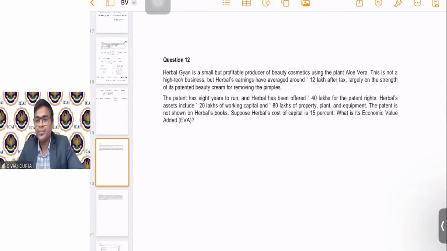So what they are saying is that there is one flagship product, which is a patented beauty cream for removing the pimples, which contributes the 12 lakhs after-tax earnings in this business. Okay, fine. The patent has 8 years to run, and Herbal has been offered 40 lakhs for the patent rights. Now, since there is a value assigned to the patent, right? Because the patent will protect their rights to continue to sell and take advantage of the cash flows in future. The present value of that is around 40 lakhs, right? Which will continue for the 8 years, students.